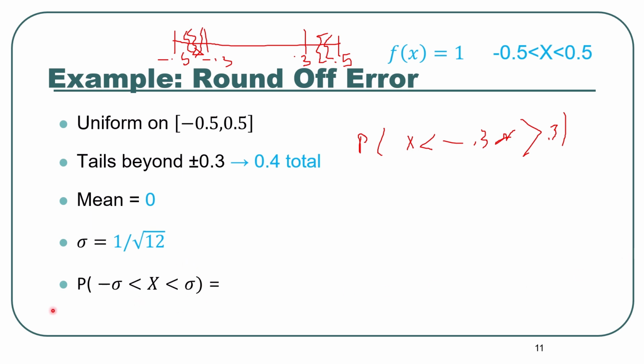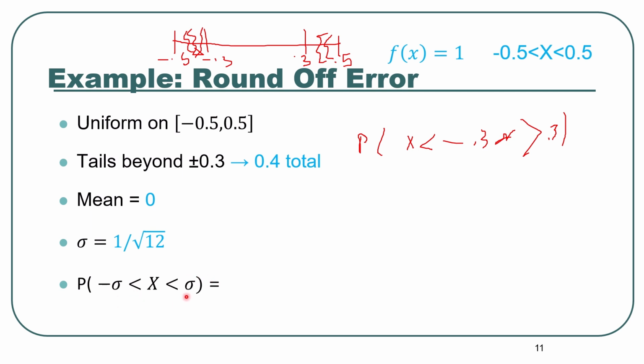Now we want to calculate the probability of x between minus sigma and sigma. This is actually like finding the probability that the round-off error, my x, will be within 1 standard deviation from the mean. Why? Because the mean is equal to 0. So x being between minus sigma and sigma is like saying this is the probability of x to be within 1 standard deviation from the mean.